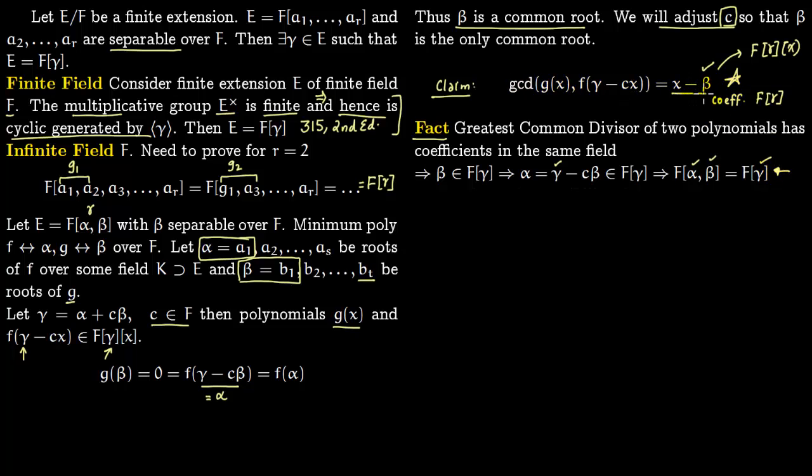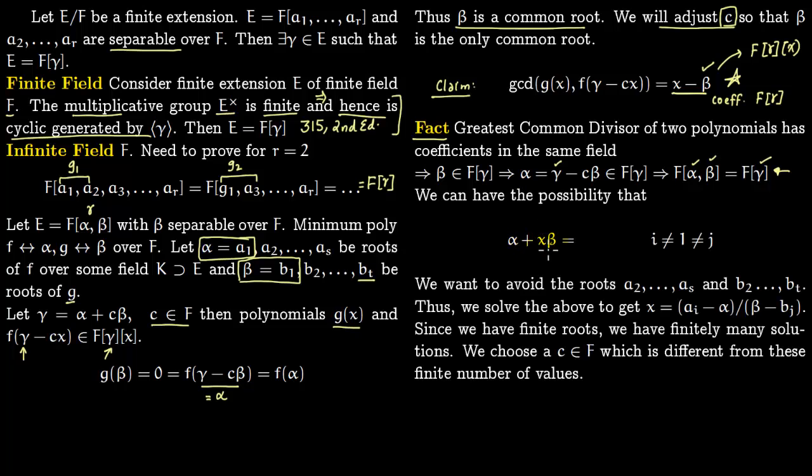So we want the greatest common divisor to be x minus beta. Our party can be spoiled by these other roots, and the way to avoid these other roots getting in here is to adjust c. So how did we generate gamma? Gamma was alpha plus c beta. So instead of c, now we write some variable x here. The problem can come if our gamma becomes equal to some other roots, a i plus x b j. So notice that we could have the same situation here.